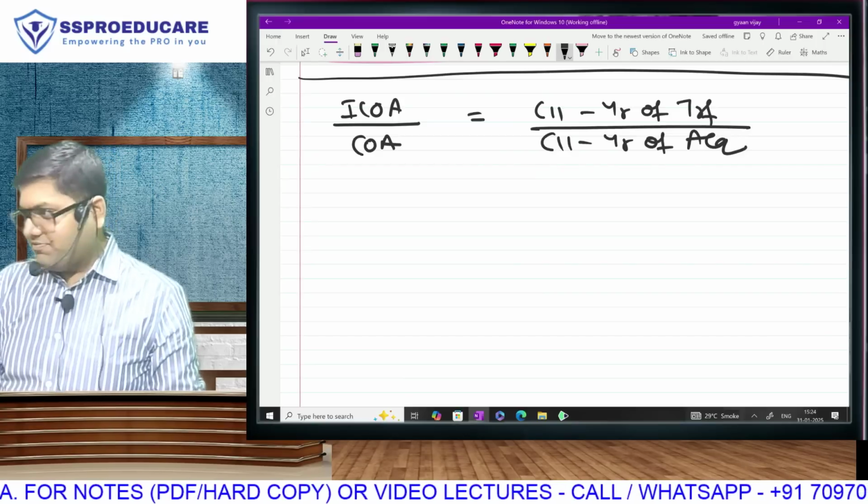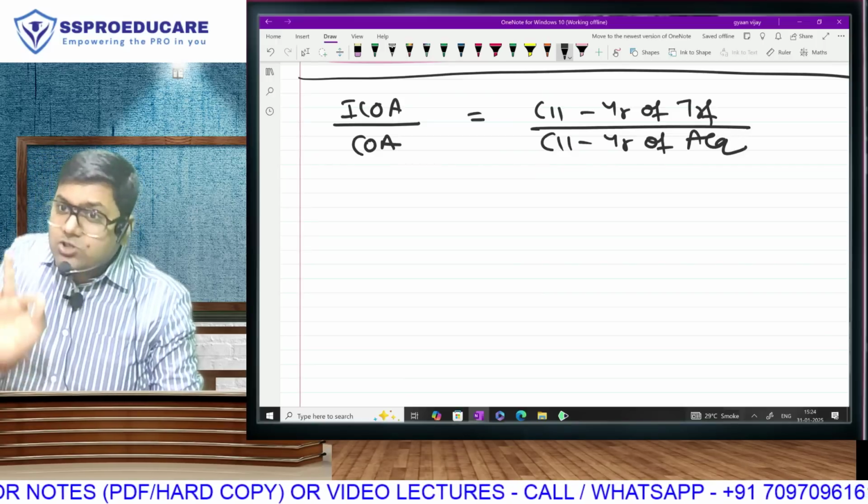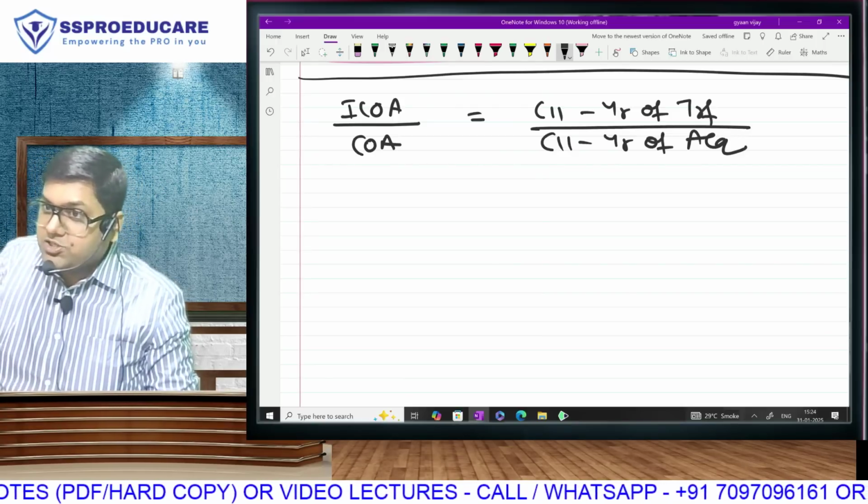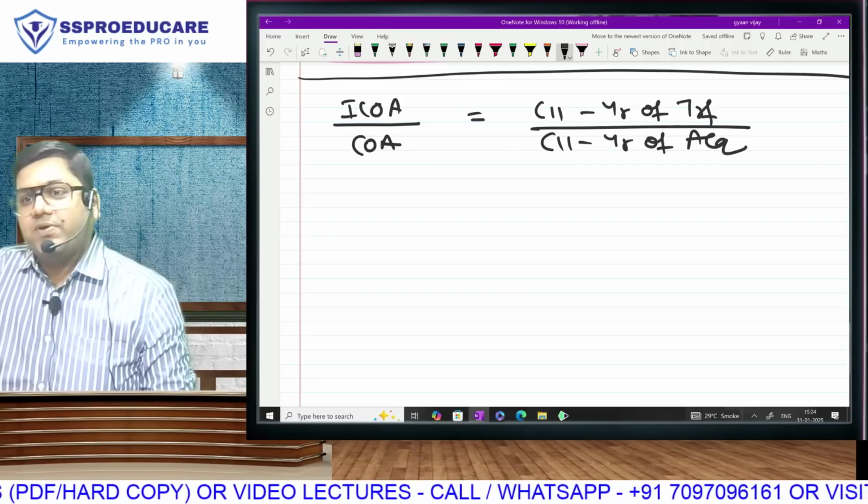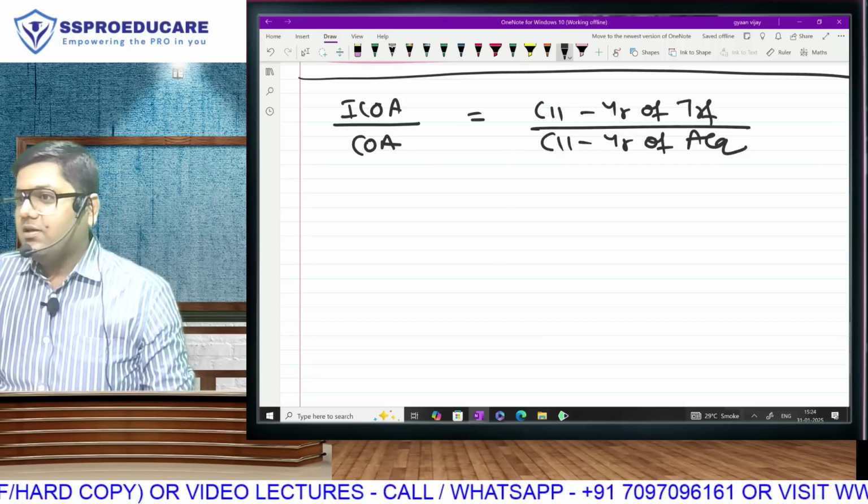So one more time. Index cost of acquisition is that cost of acquisition which bears to the cost of acquisition the same ratio as the cost inflation index of the year of transfer bears to the cost inflation index of the year of acquisition.